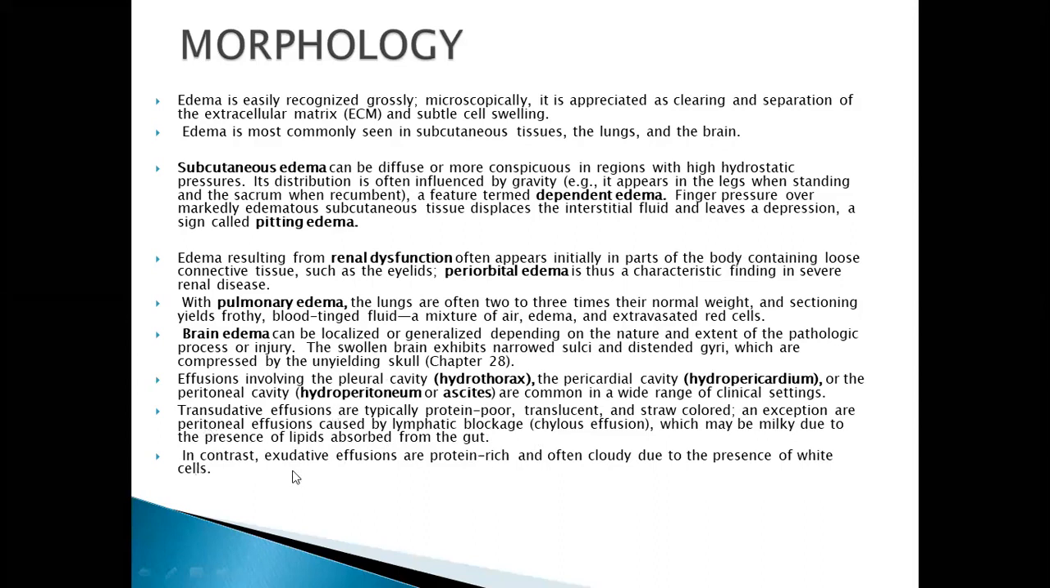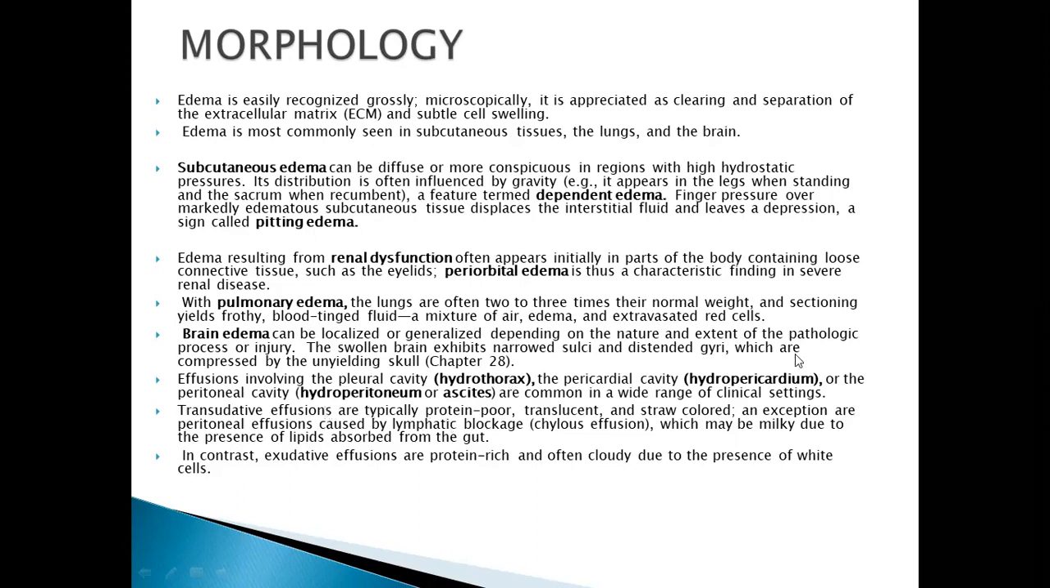In contrast, exudative effusions are protein rich and often cloudy due to the presence of white blood cells. In chylous effusion, it is milky in color due to the presence of lipid absorbed from the gut.